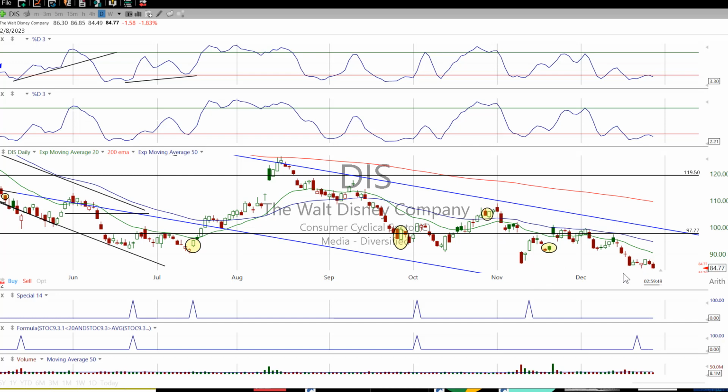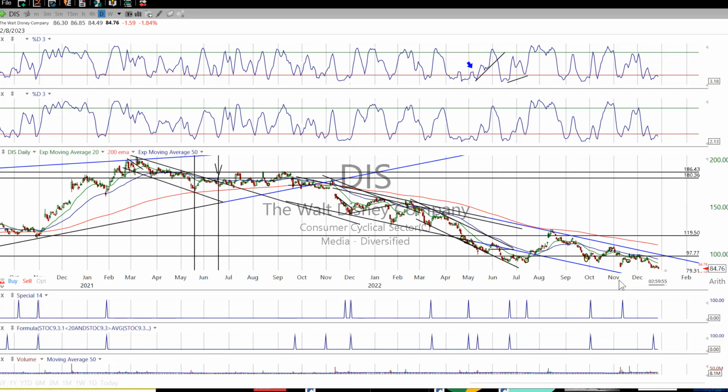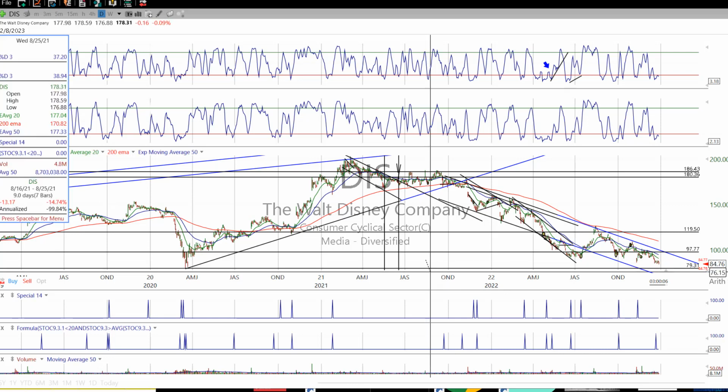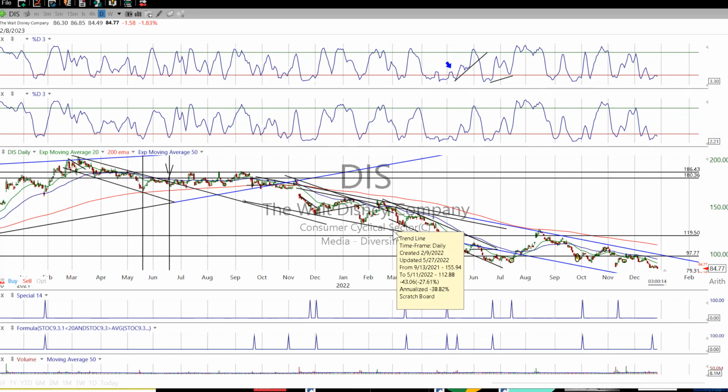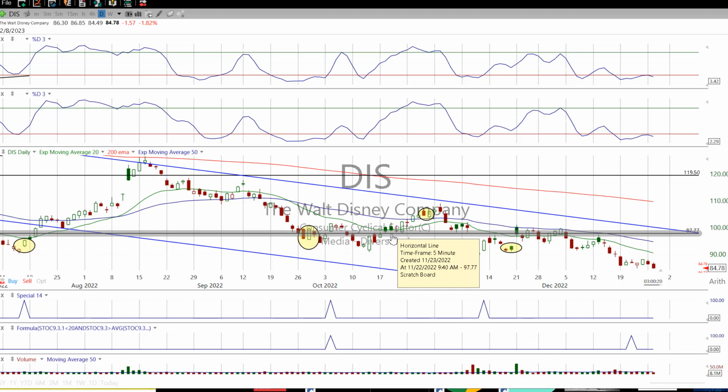So right about this point here, if it does get down and breaks a level that kind of gives us some type of all clear, what price would you buy Disney at? The 2020 lows, the pandemic lows, is about 80. So 80, and it's trading at 84 now. So you're looking for a little bit more pain in these markets, and then if we get down to those levels, it would be a good idea to start doing a little shopping for the future.